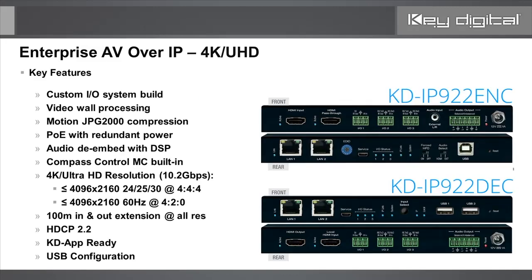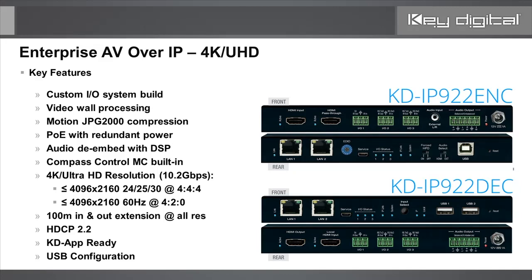So we're going to begin with the Enterprise AV over IP 4K UHD system, a system which is comprised of 2 models, KD IP922 encoder, ENC, and KD IP922 decoder, DEC. Completely custom input-output system building here. Every video source just gets an encoder, and every video display gets one decoder. The system supports video wall processing. It's already built into the decoder. No need for external products or additional accessories.